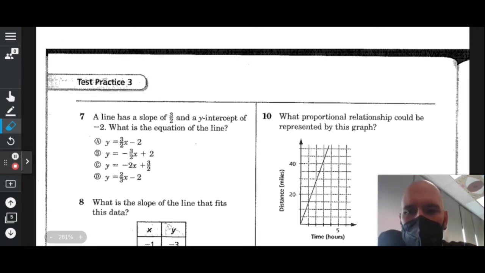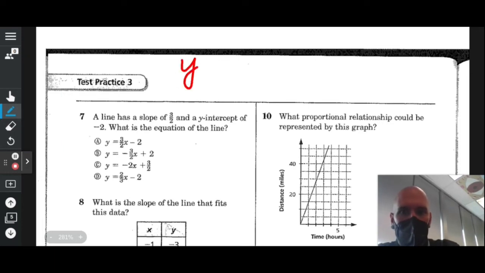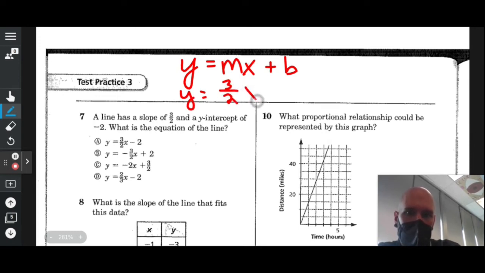So, problem 7. A line has a slope of 3/2 and a y-intercept of negative 2. Well, this ain't bad because all I have to do is just write out slope-intercept form and everything is there for me. y equals mx plus b. The slope is 3 over 2, so y equals 3 over 2x plus the y-intercept is negative 2. So it's just y equals 3/2 x minus 2.